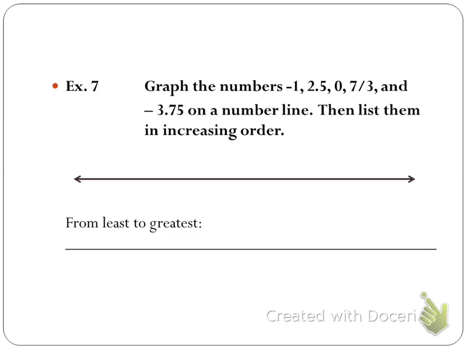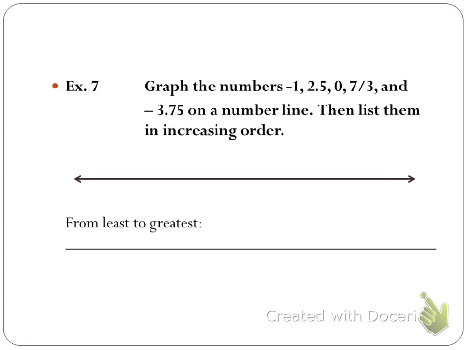All right, number 7 is asking us to graph all of these numbers, -1, 2.5, 0, 7/3, and -3 and 75/100ths on a number line. Then list them in increasing order. Once you do half of this problem, the other half comes pretty easily. So let's graph them first, and then ordering them is going to be really easy.